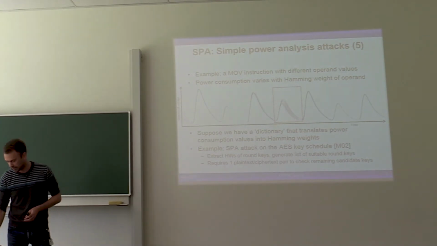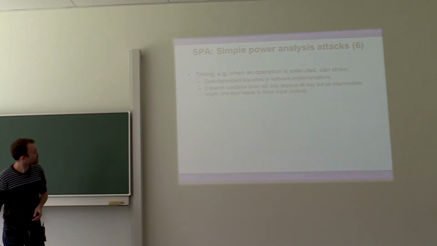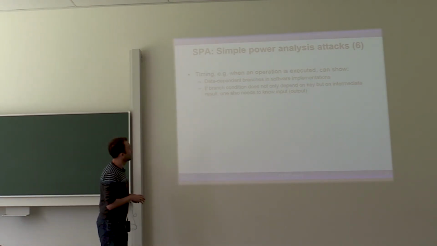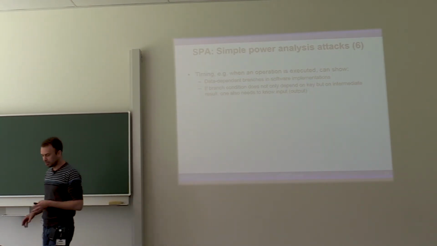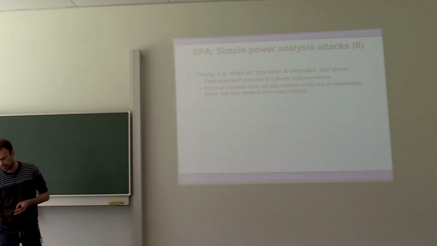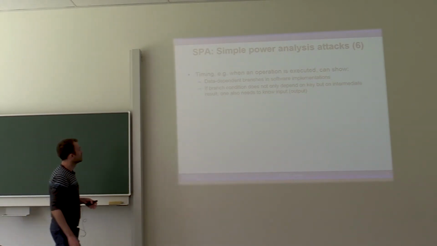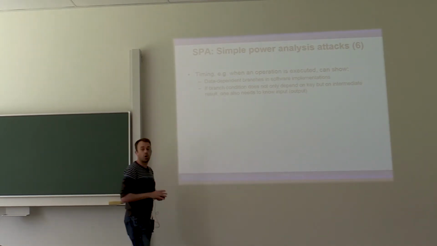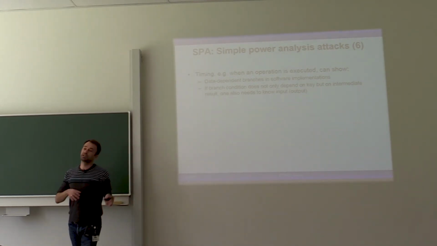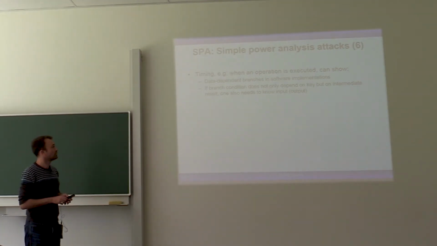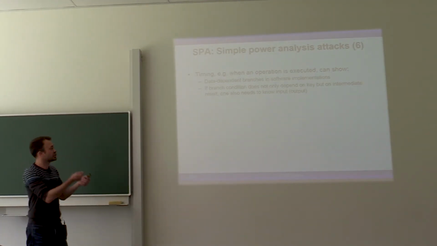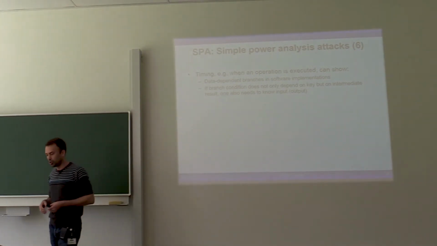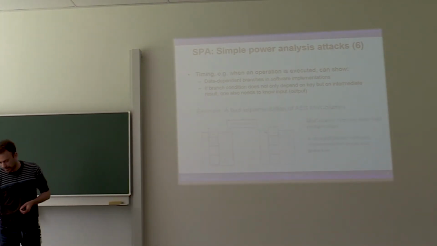Okay, but so this is stuff we can do. Timing. So when does an operation happen? This can show data-dependent branches in software implementations, for example. So if a branch condition does not only depend directly on the key value, like in the RSA example, but if it also depends on the input. So if the branch is on some intermediate data, then I need to know the input as well in order to know what is the branch condition.